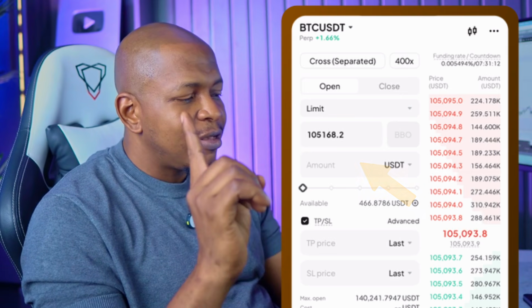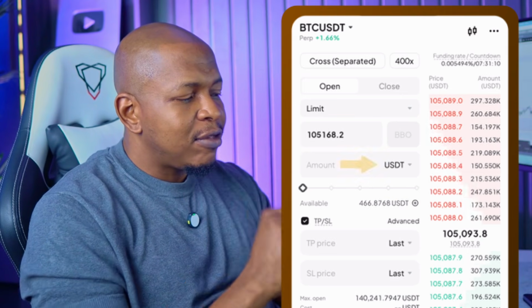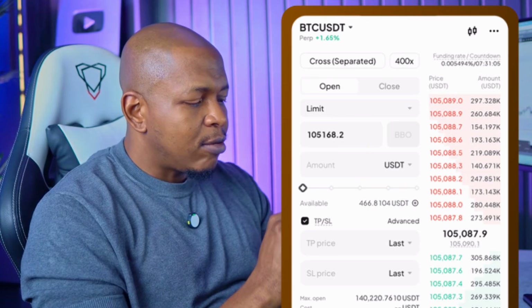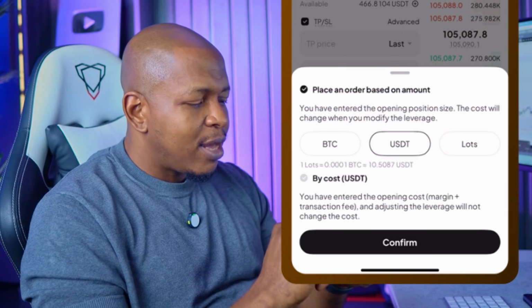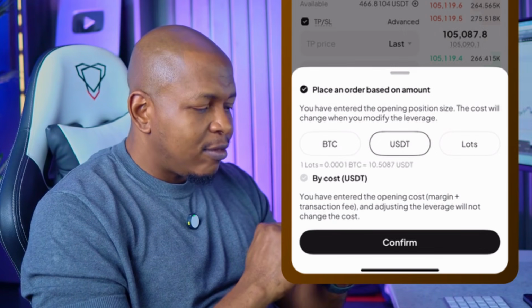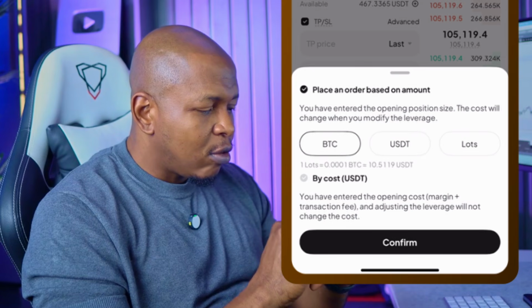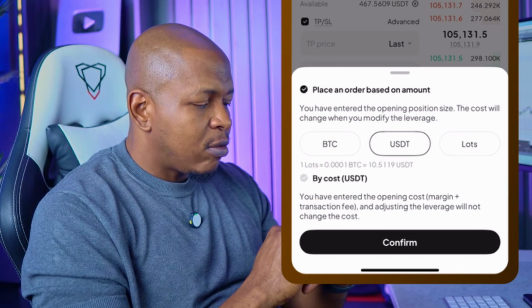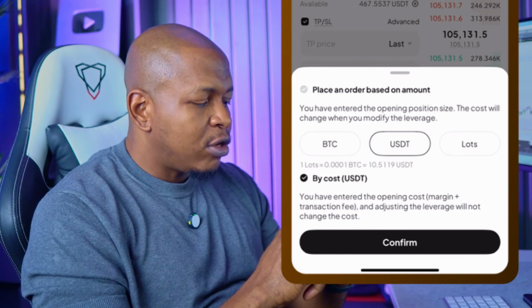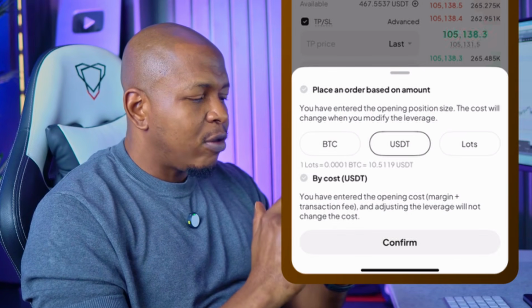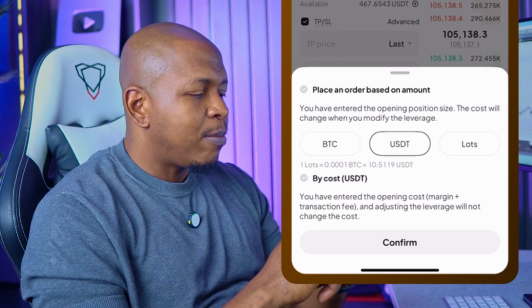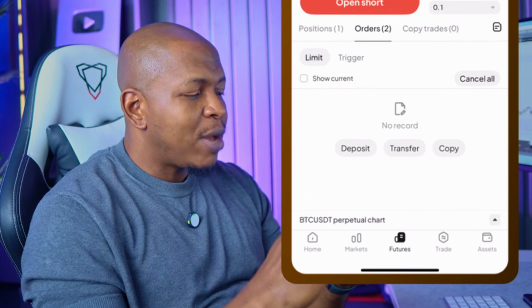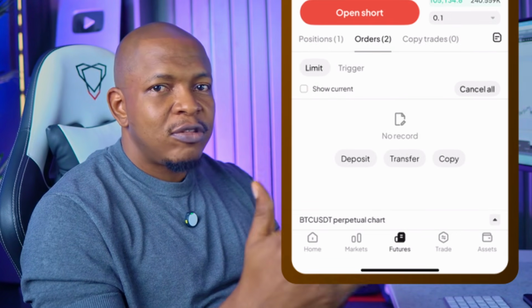The next setting you have to make: you see where you have amount, beside it is USDT. Click on it, make sure that it is in USDT, not BTC, not lots. And in USDT, do not select order by cost. This is order by cost. If you uncheck by cost, it is order by value, and what I trade with is order by value. So if you have done this setting, then you are good to go. We'll come back to here when we are ready to take a trade.